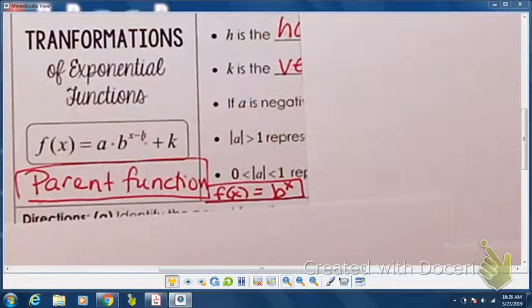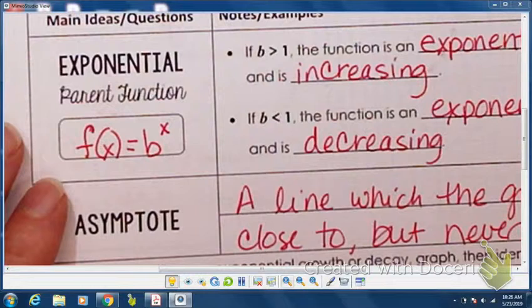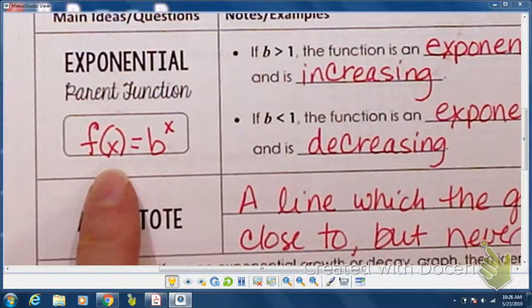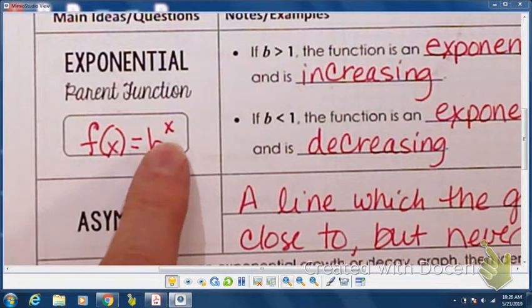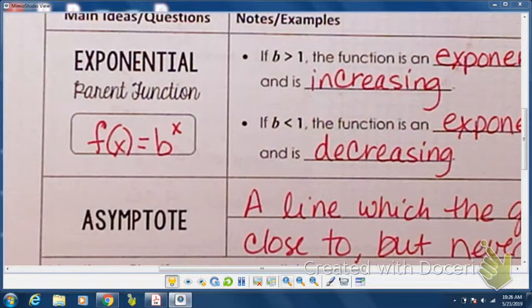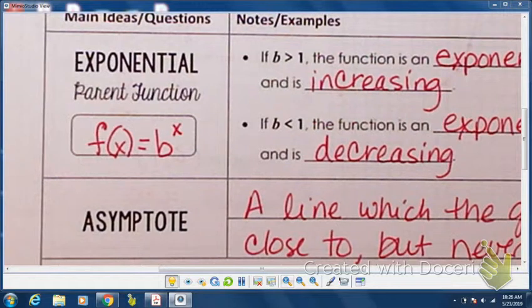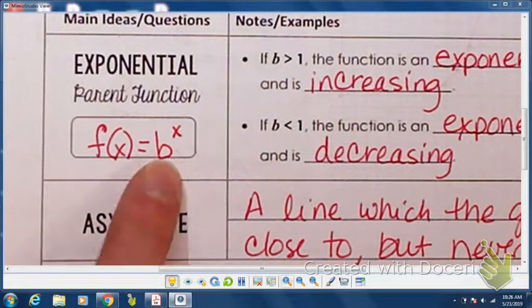This lesson is on transformations of exponential functions. So we learned about exponential functions yesterday, or a couple days ago. Let me grab my answer key here. An exponential function has f of x is some number b to the x power. And so in this case, our variable is our exponent, so that is what's changing.